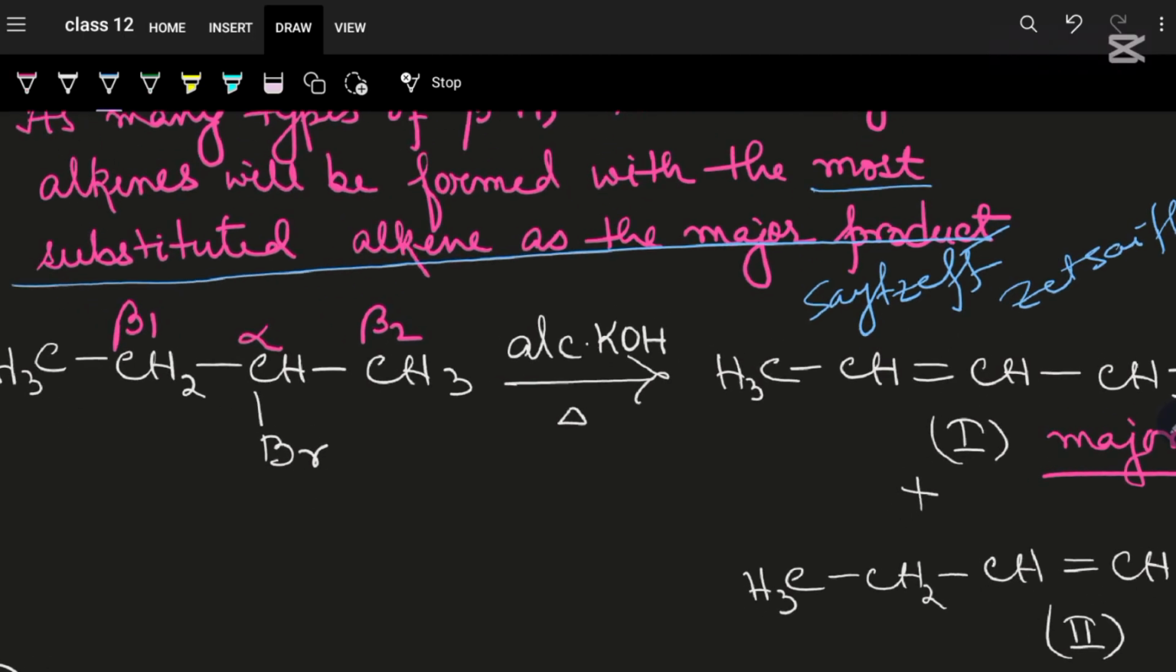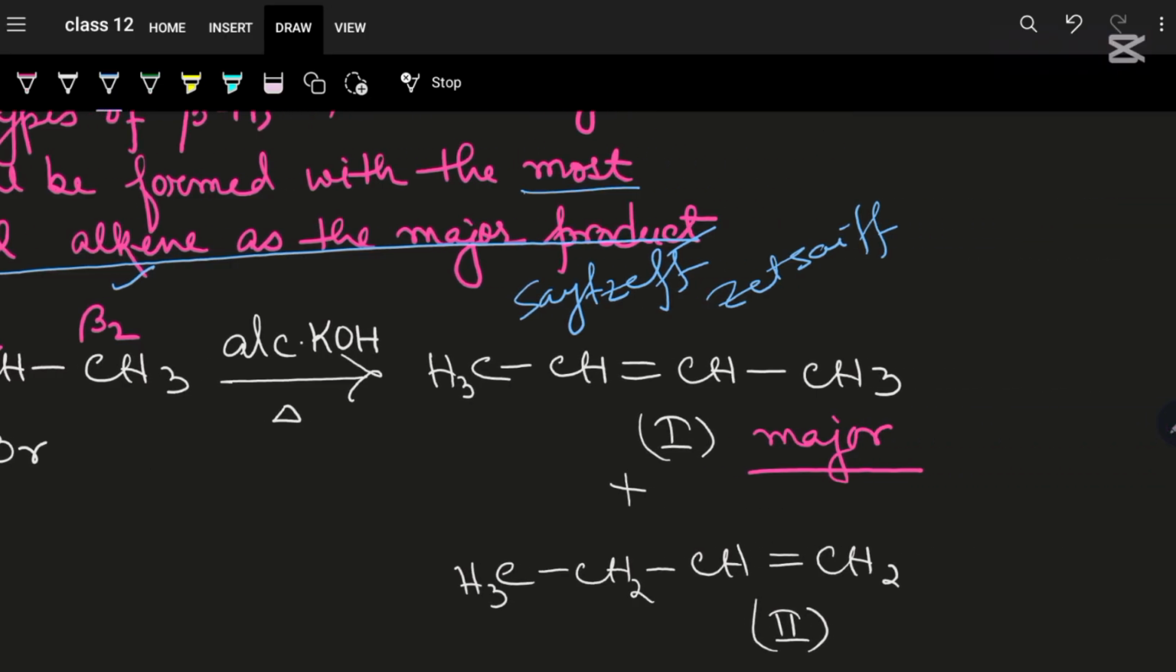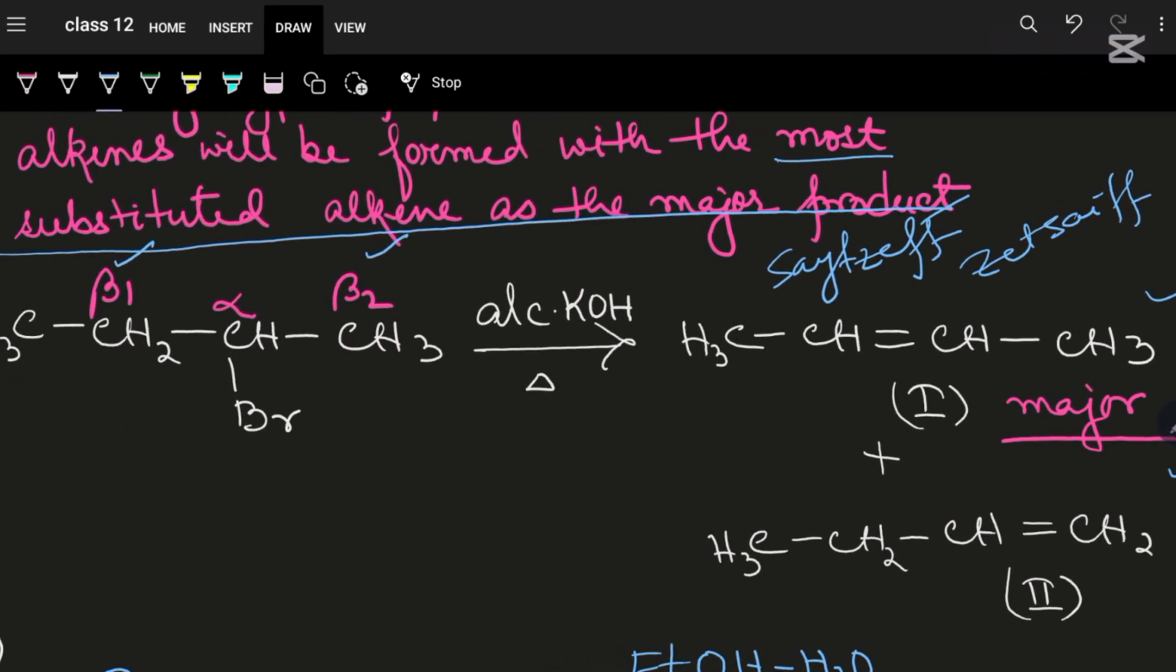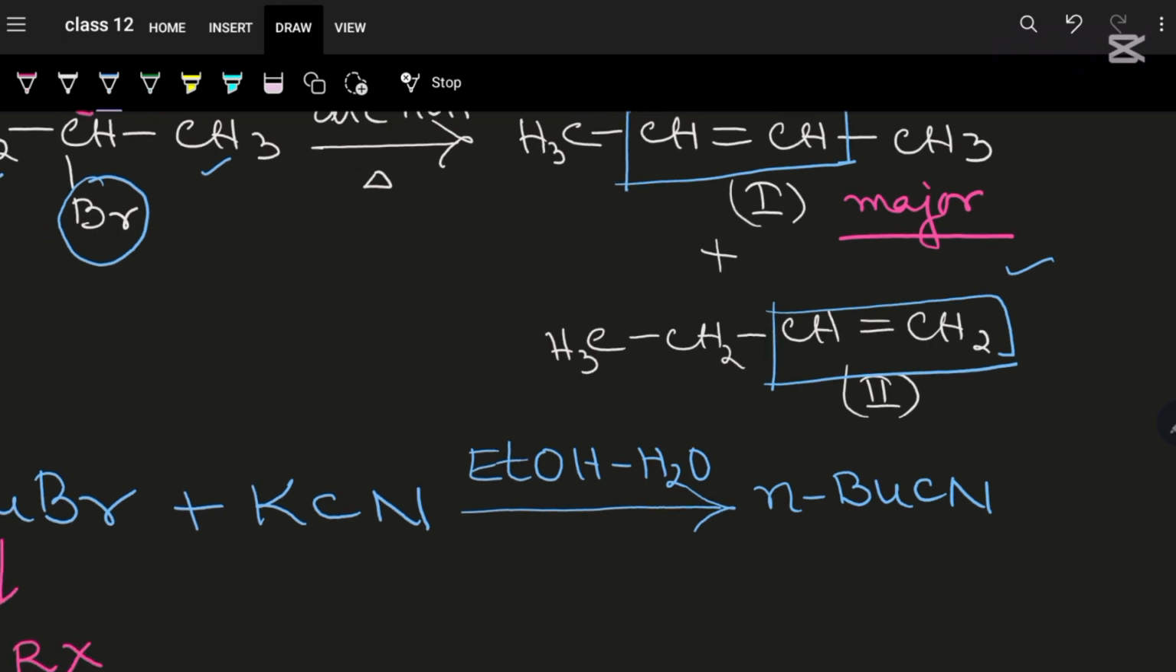So this is one example which I have given you to show you there are two types of beta hydrogen, and hence I am going to get two alkenes by the elimination of Br from the alpha carbon and H from beta 1 once, giving a double bond between alpha and beta 1, and again between alpha and beta 2. Now out of these two, in the first one, the C double bonded C system has 2 hydrogens. In the second one, the C double bonded C system has 3 hydrogens. So obviously the first one is the most substituted alkene and the first one is the major product.